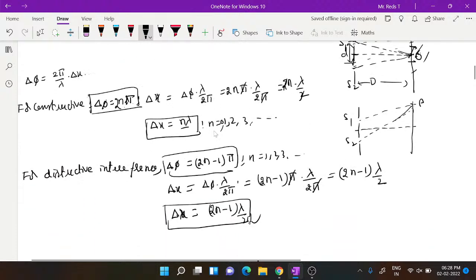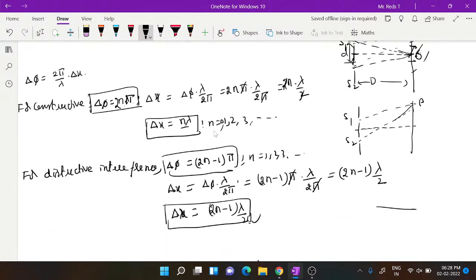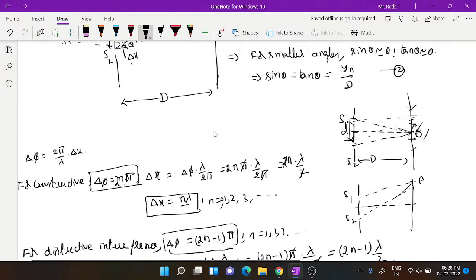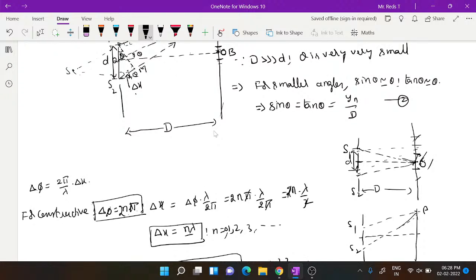A few more points here: if this is a sinusoidal wave, then this is considered one wave, and the length of this wave is called 1 lambda. If it is a half wave, its length is considered lambda by 2. Now in this extra path, if one wave is there, the path difference is equal to lambda. If two waves are there, 2 lambda; three waves, 3 lambda. If a half wave is there, it means lambda by 2.